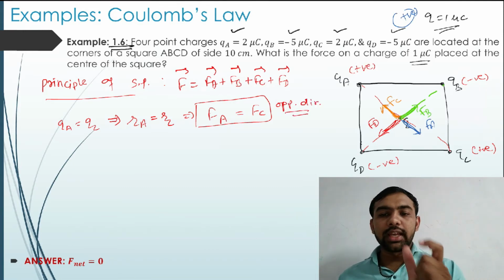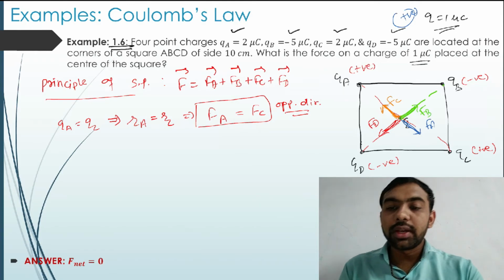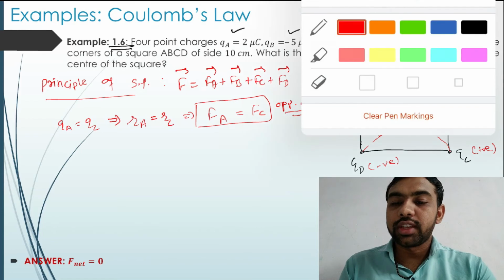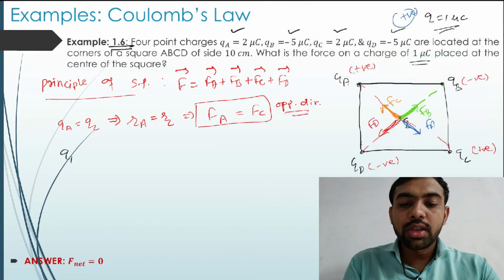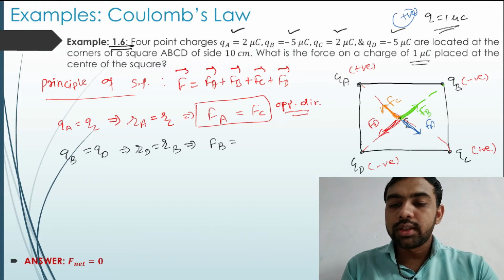मैग्नीट्यूड में दोनों फोर्स सेम रहेंगे, डायरेक्शन में अपोजिट. क्यों सेम है? क्योंकि चार्ज सेम है, डिस्टेंस सेम है. सिमिलर वे, इफ यू कंसिडर दिस सिचुएशन सेम, देन QB is equal to QD and RD is equal to RB. It means force due to B is equal to force due to D.